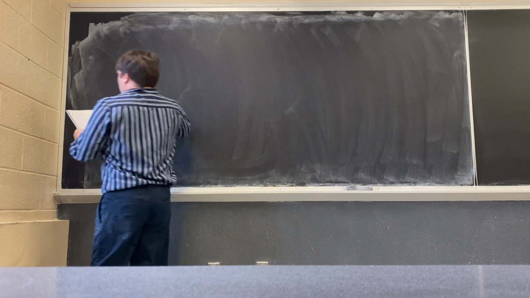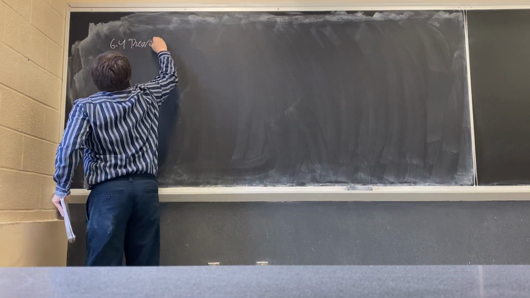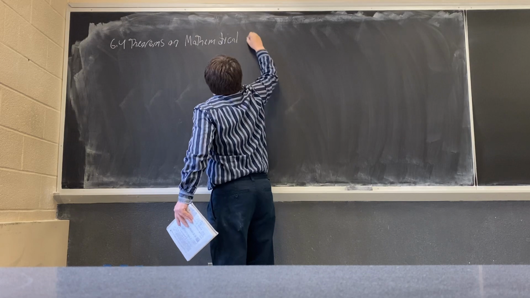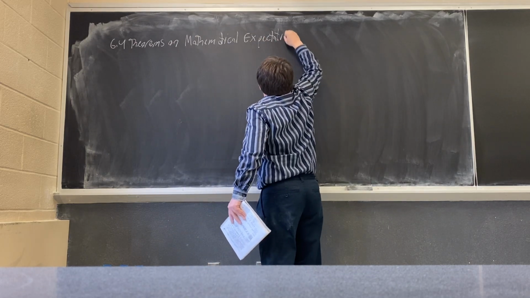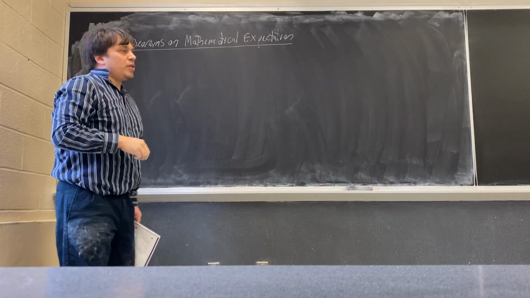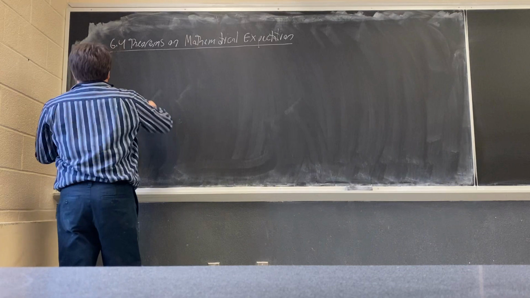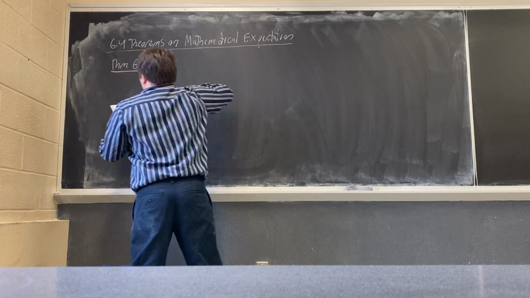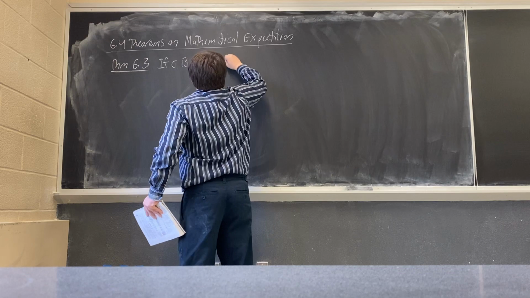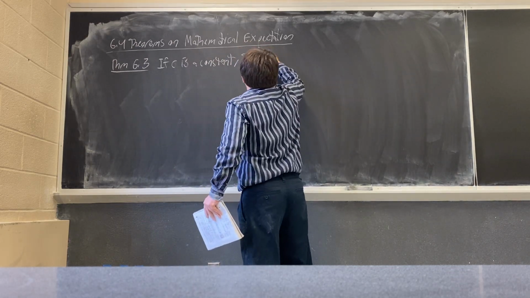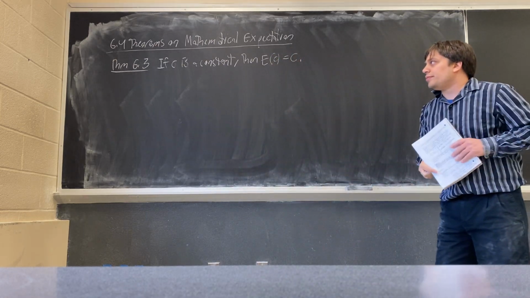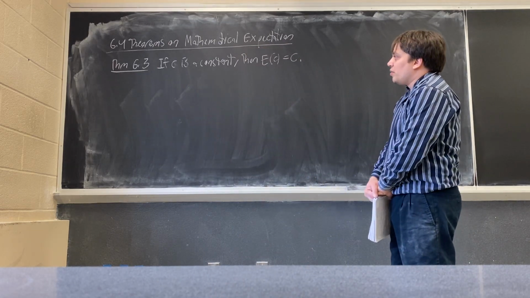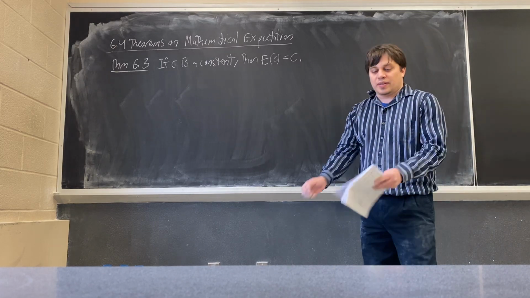Okay, so 6.4 is theorems on mathematical expectation. And so theorem 6.3 is if C is a constant, then E of C is equal to C. So if your random variable little c is a constant, if the value of a random variable is just always a constant, then the expected value of that constant is C.